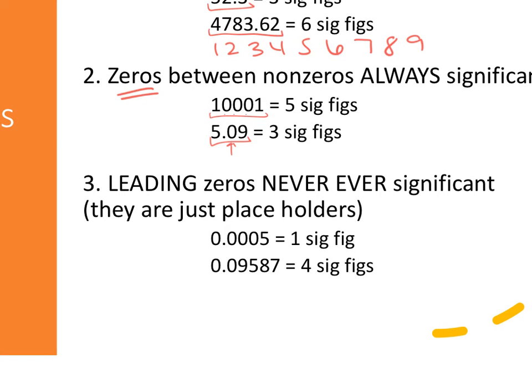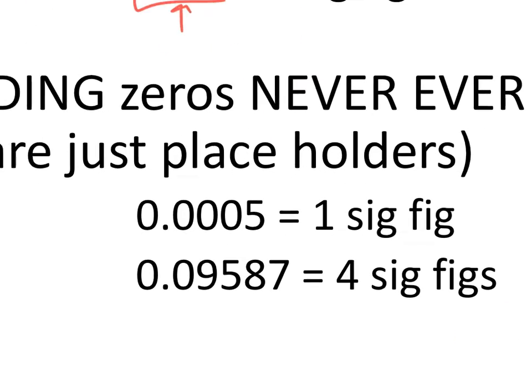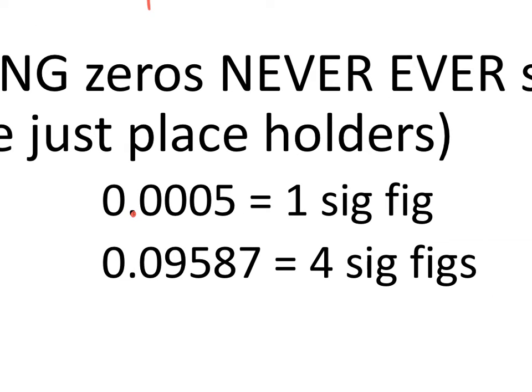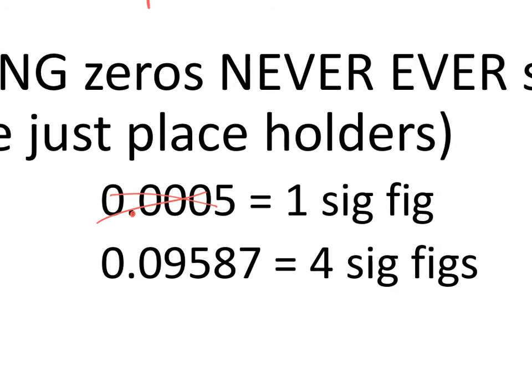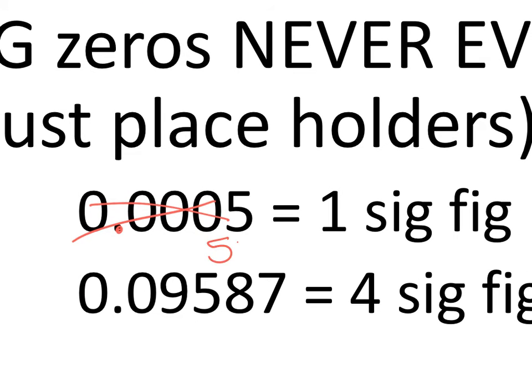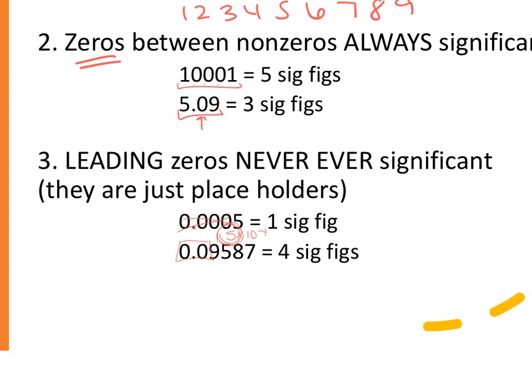All right, so our leading zeros are just placeholders. Okay, they're never significant. So if you look, decimal point and then 0, 0, 0, those are not significant. And the reason is because I could rewrite this as just 5 times 10 to the negative 4th. Okay, and if I rewrote it like that, then it would only be significant because of the 5. Okay, so those leading zeros at the very, very front, these two right here, not significant.